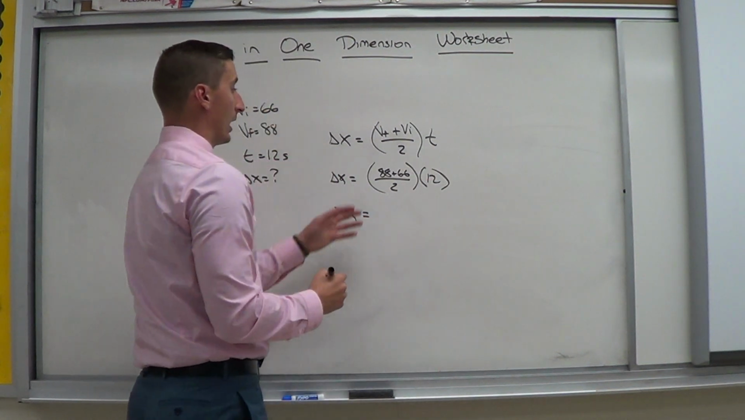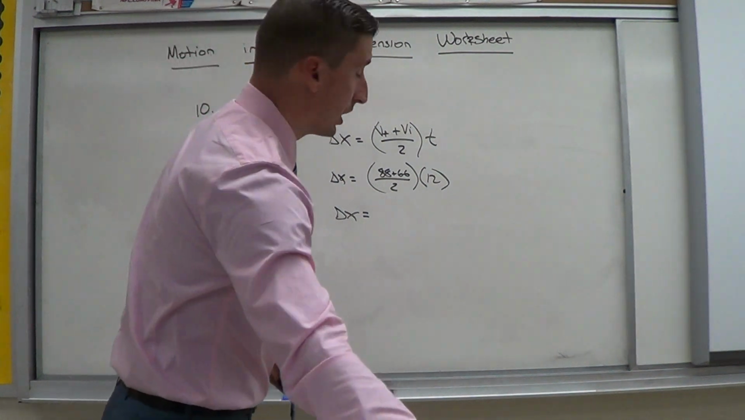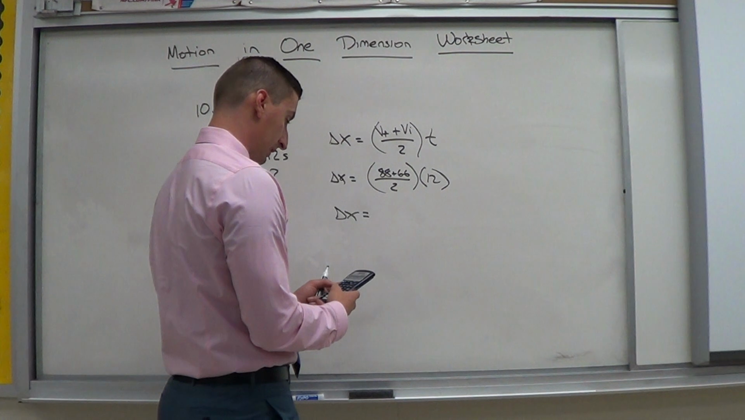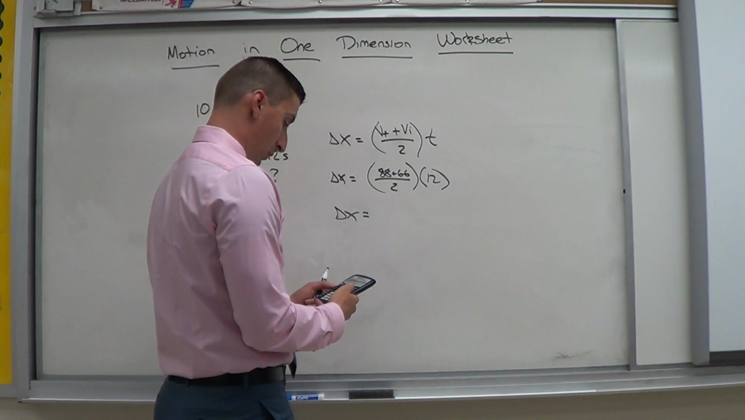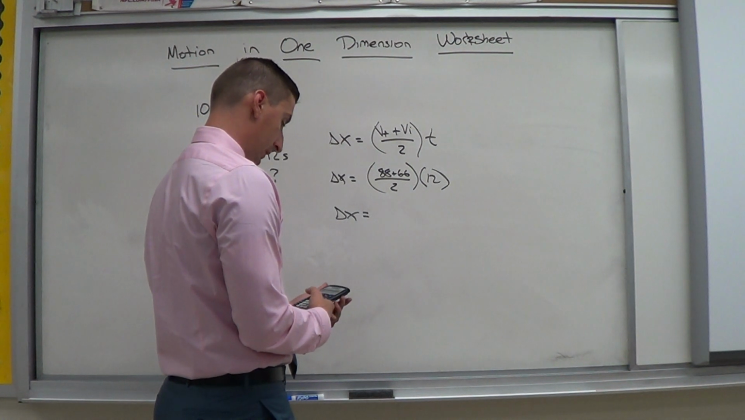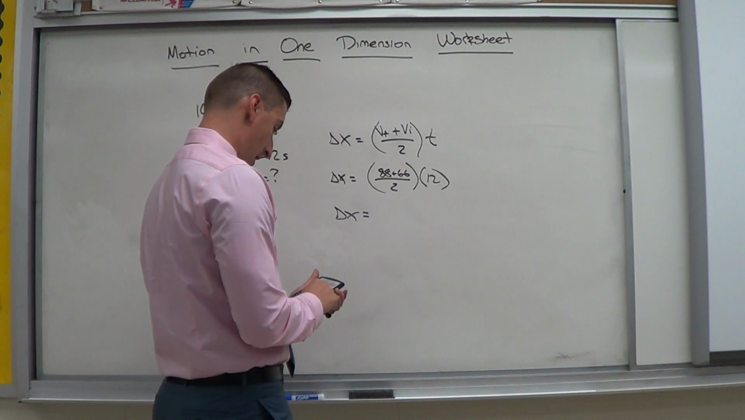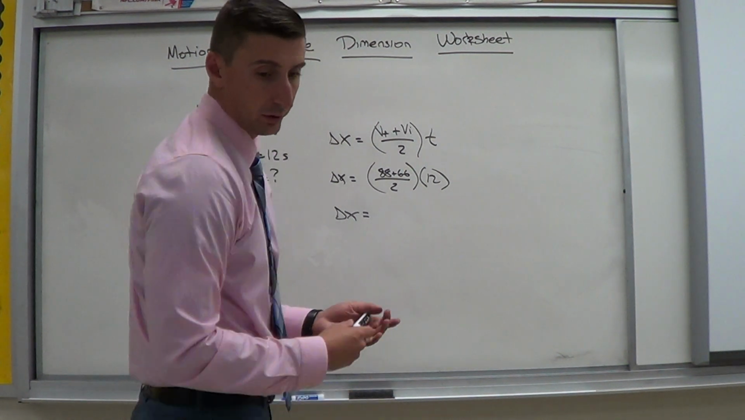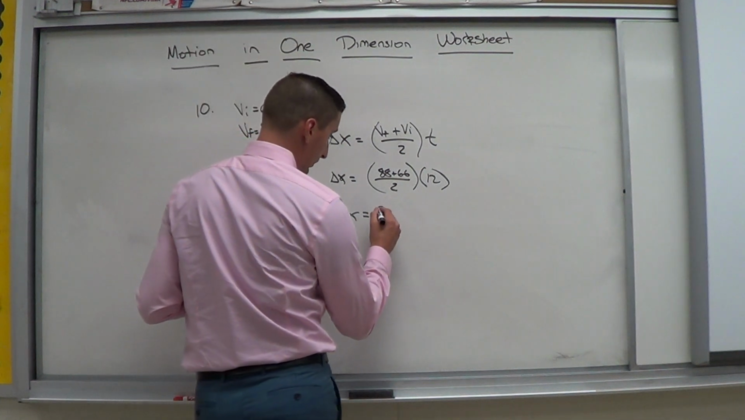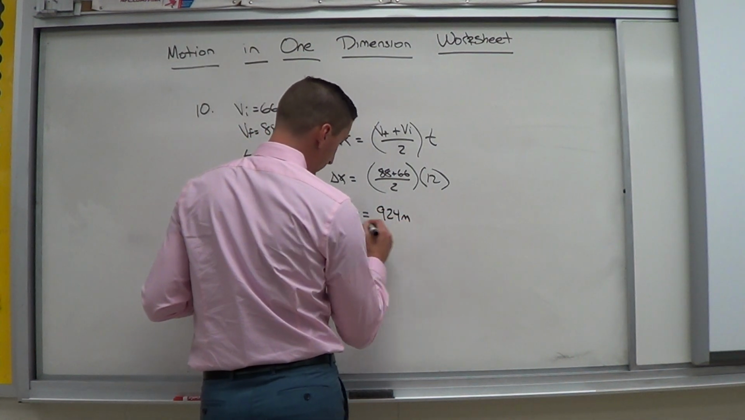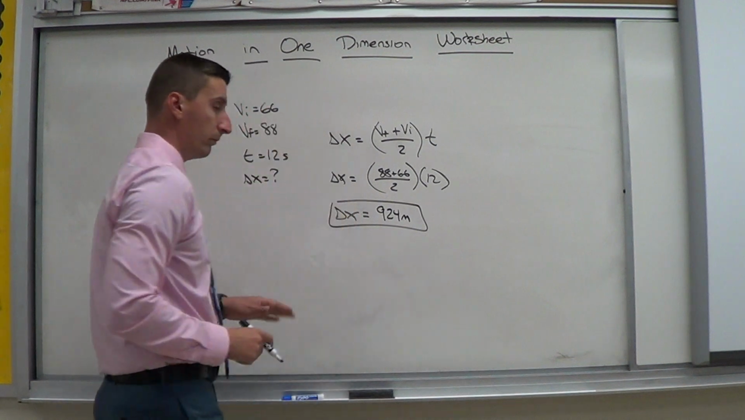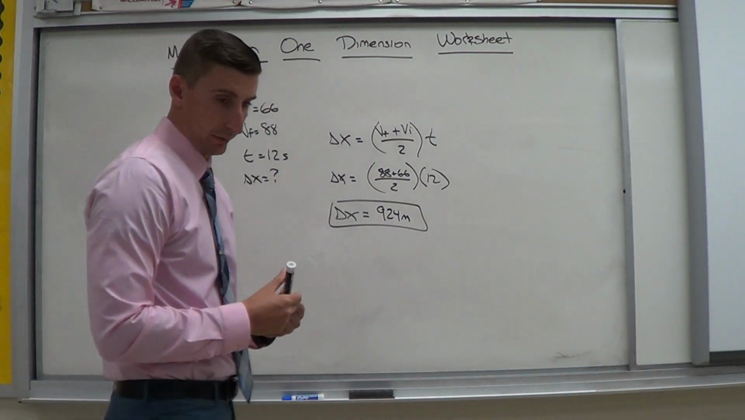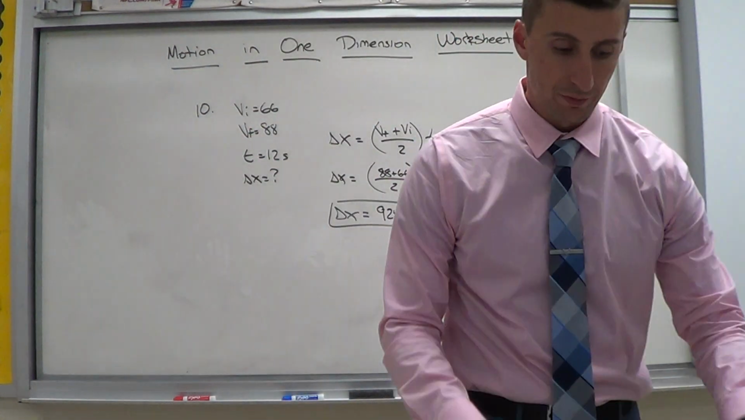This one's pretty easy. I'll simplify this first. So I'll do 88 plus 66, 154, divided by 2, 77, times 12, 924 meters. So pretty easy, pretty straightforward. Just getting you to use a different equation here. Okay, let's go on to number 11.